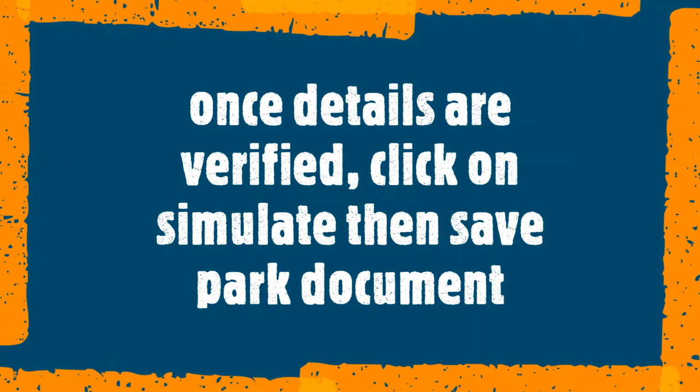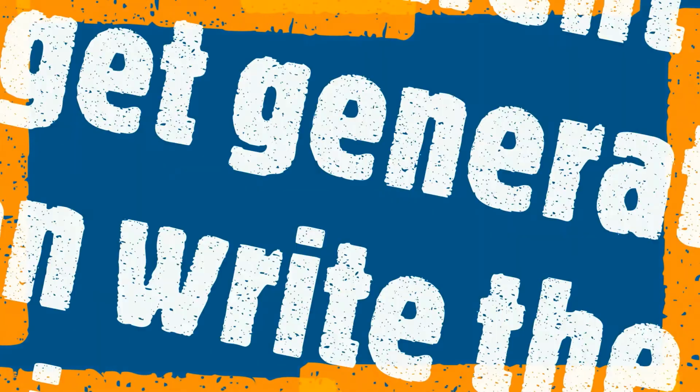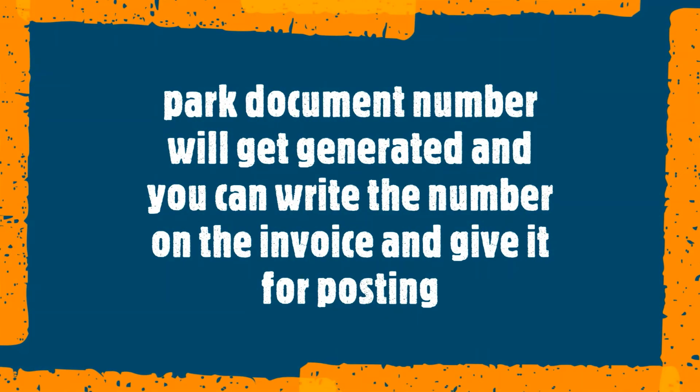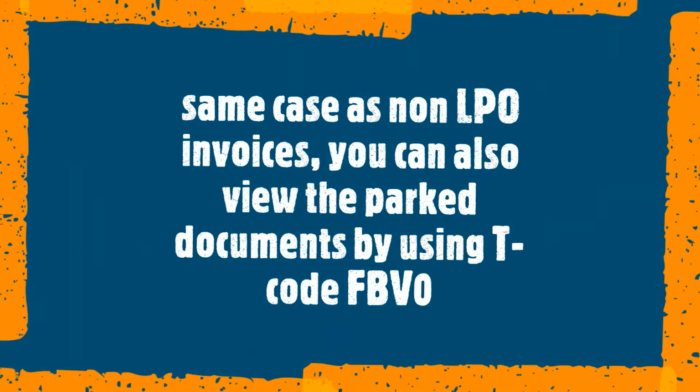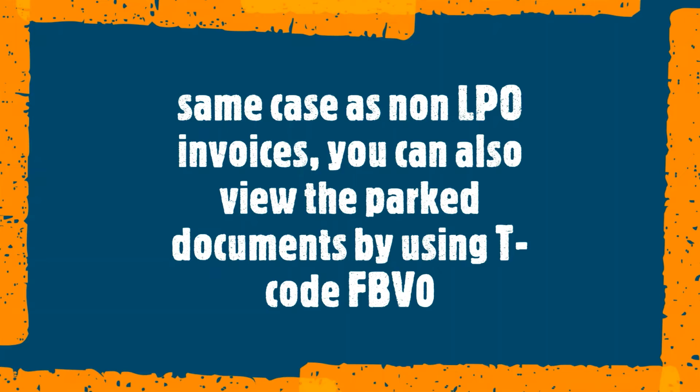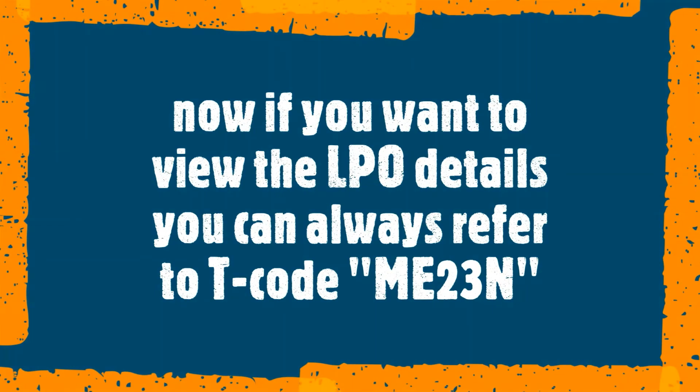Once details are verified, click on Simulate, then Save Park Document. A Park document number will get generated and you can write the number on the invoice and give it for posting. Same as non-PO invoices, you can also view the park documents by using T-code FBV0. Now, if you want to view the LPO details, you can always refer to T-code ME23N.